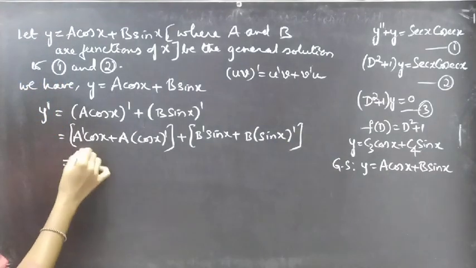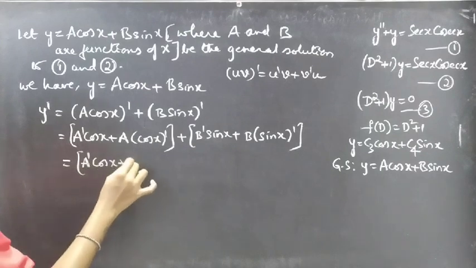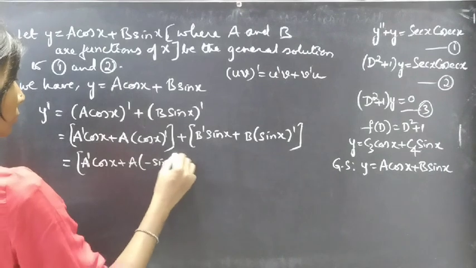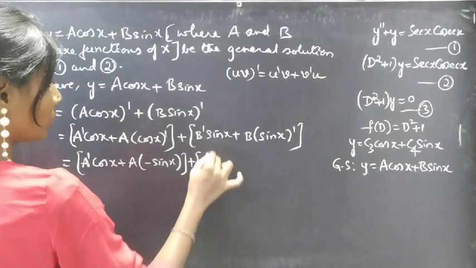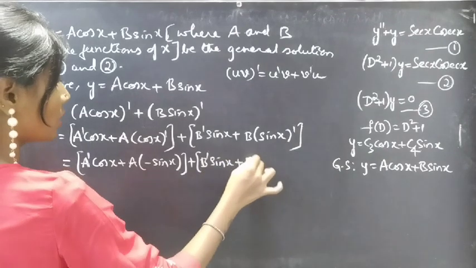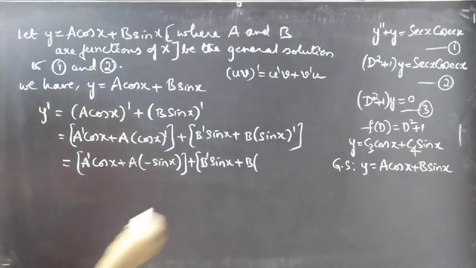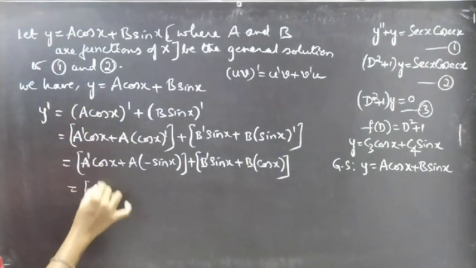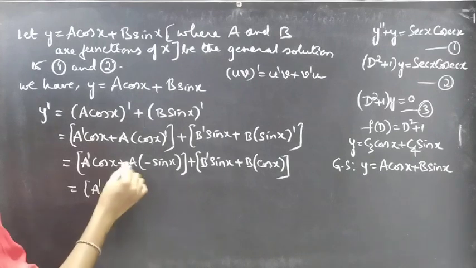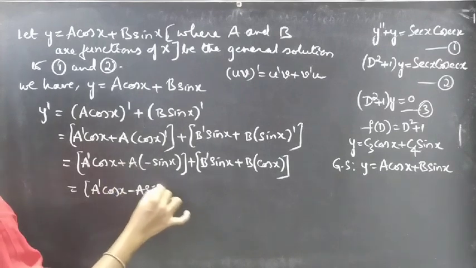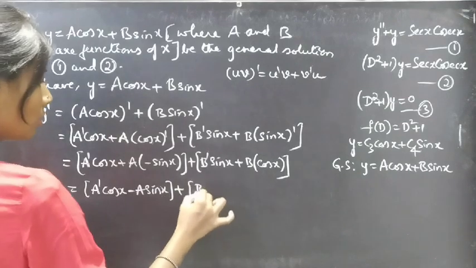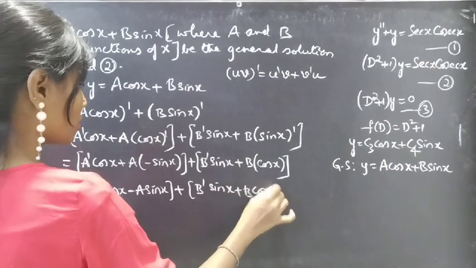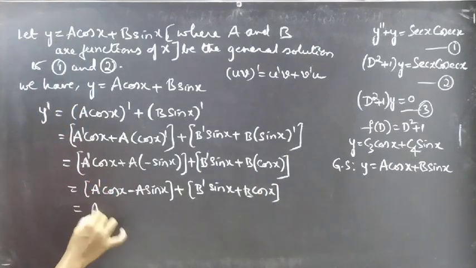which gives us a dash cos x plus a into the derivative of cos x with respect to x, which is minus sin x, plus b dash sin x plus b into the derivative of sin x with respect to x, which is cos x. This gives us a dash cos x plus a into minus sin x, that is minus a sin x, plus b dash sin x plus b cos x. Now let's remove the brackets.